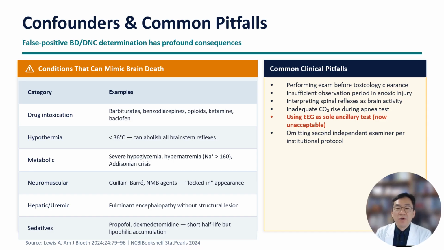Not waiting long enough, especially in anoxic injury, interpreting spinal reflexes as brain activity, not achieving an adequate CO2 rise during the apnea test, using EEG as an ancillary test, which again is not acceptable, and not having a second independent examiner, which most institutional protocols require. The bottom line, be thorough, be patient, and don't cut corners.